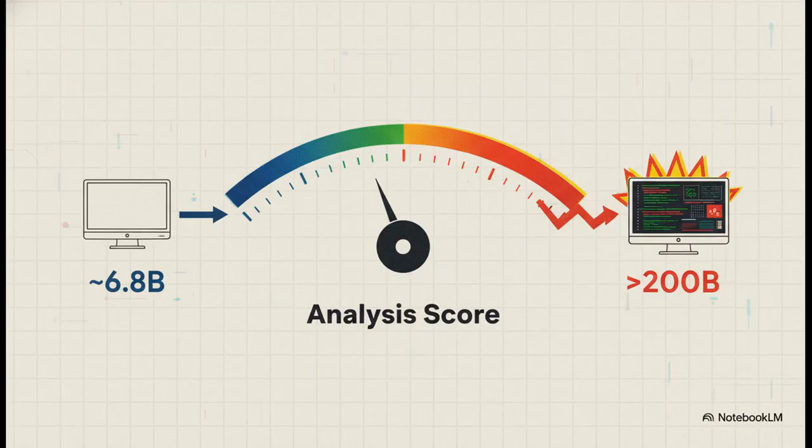But before any payload gets delivered, the malware does this extensive background check on the computer it's on. It's looking for virtual machines, for debuggers, for any sign of a security researcher. It adds up a fingerprint score. A normal, clean machine might score around 6.8 billion, but a researcher sandbox, that could be over 200 billion. If the score is too high, the server just sends nothing at all, staying completely hidden from analysis.